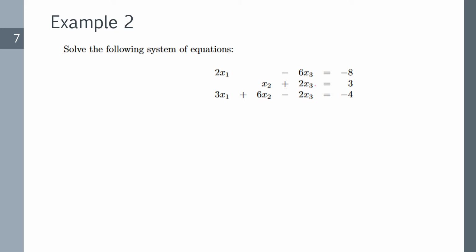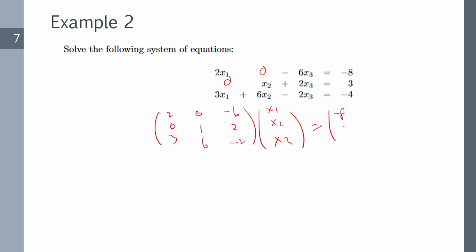So how about this one? Since everything is already nicely arranged, the one without anything actually is a 0. So the matrix will become 2, 0, 3, 0, 1, 6, -6, 2, -2, and over here is normal xyz, is x1, x2, x3, so equals to -8, 3, and -4. So you need to find the x1, x2, x3, so then find the inverse and so on.